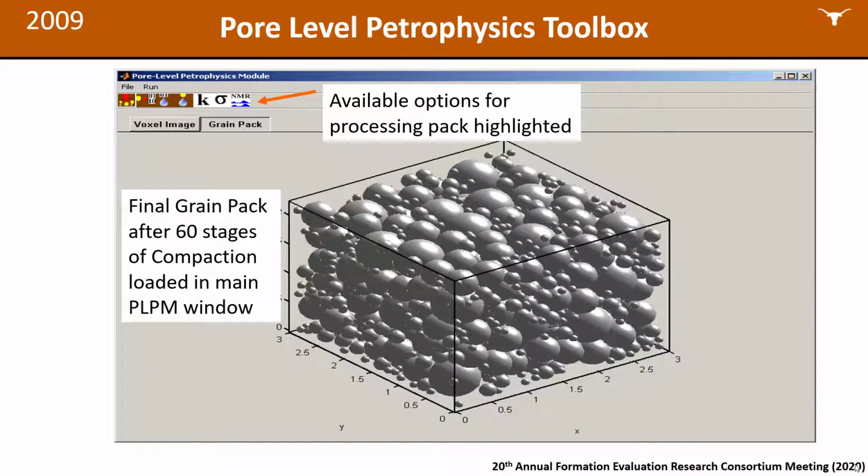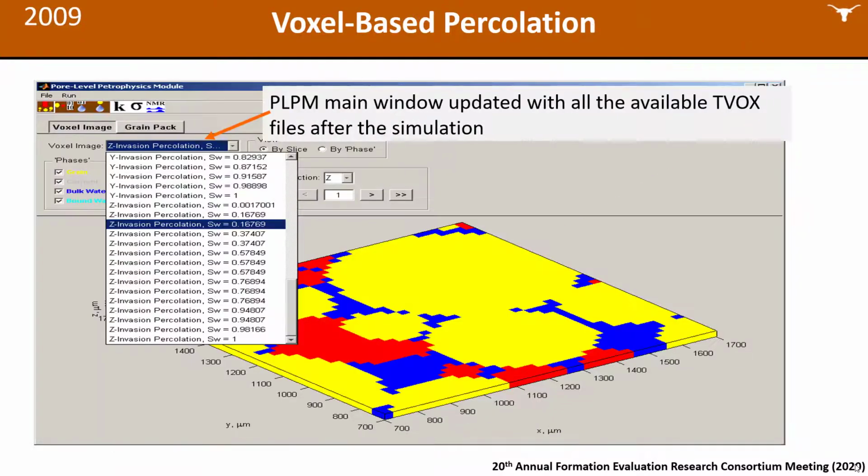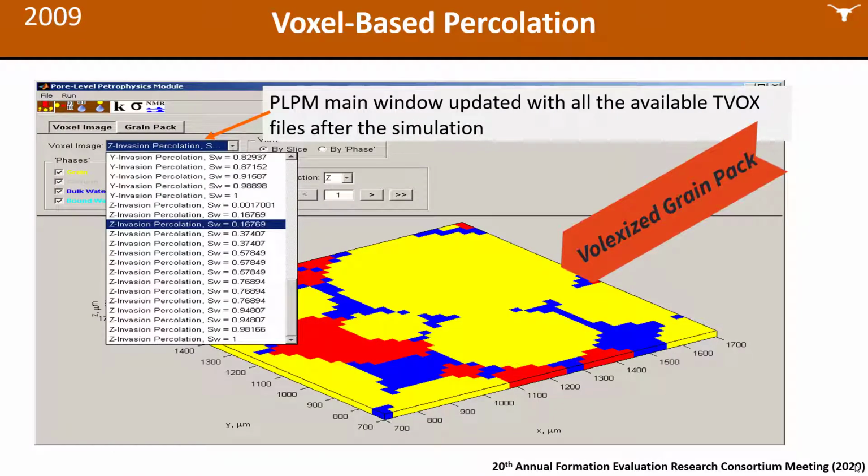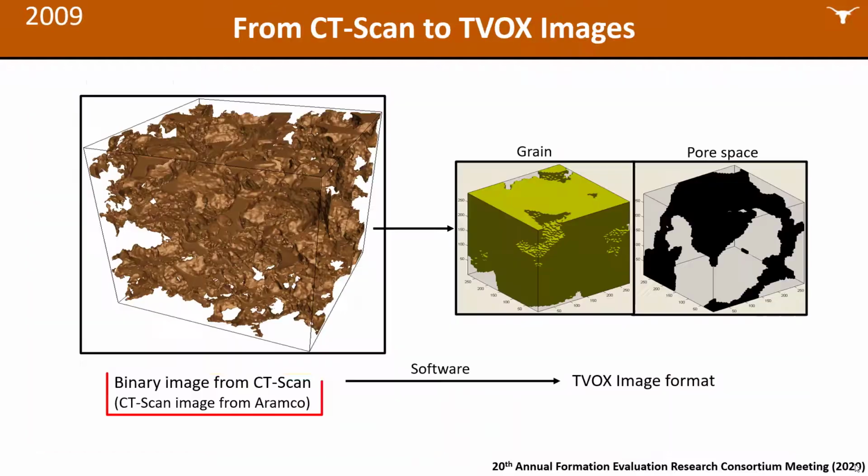The pore-level petrophysics toolbox was integrated into UTAPWeLS. This module created a grain size distribution pack, which could be voxelized for testing various parameters, such as percolation. Imported CT scan data was transformed into a TVOX image for similar testing.